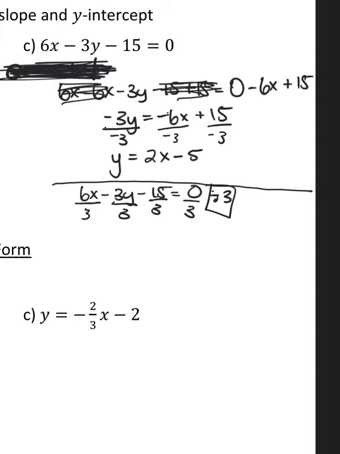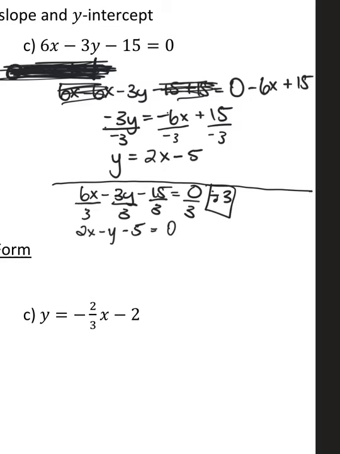So what's 6 divided by 3? Well, 6 divided by 3 is 2x. What's negative 3 divided by 3? Well, that's going to leave me with negative 1y. And what's negative 15 divided by 3? Well, that's going to leave me with negative 5 equals, and 0 divided by 3, well, that's 0.